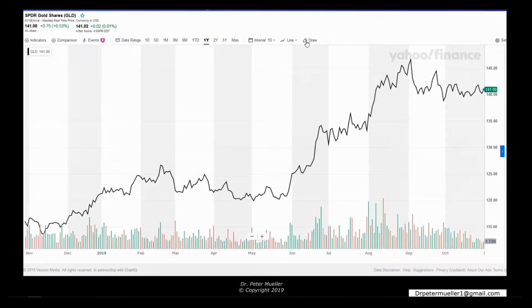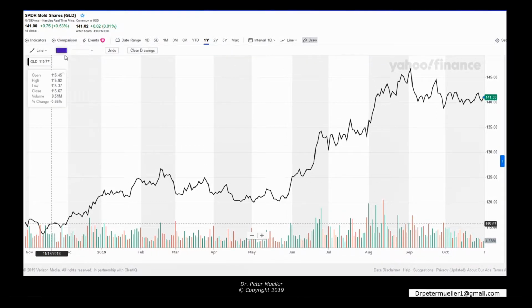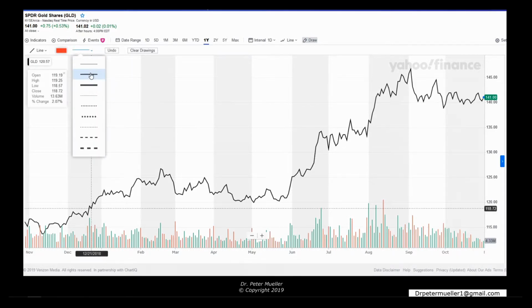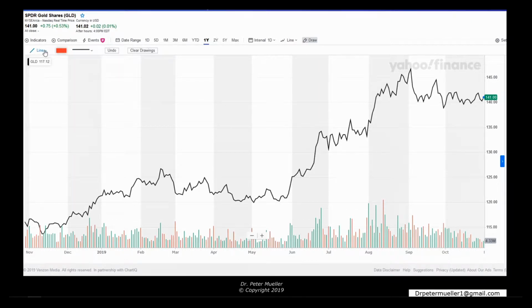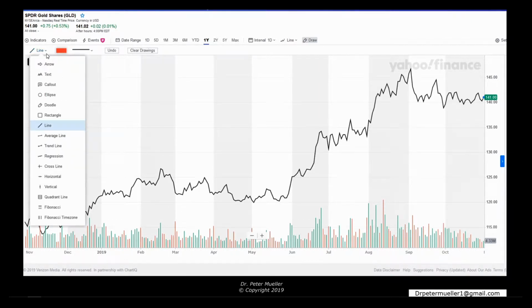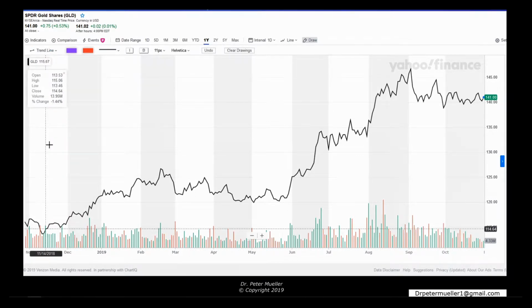We use the draw tool on the very right hand side. I press draw, I select first a color for the line I'm using so that you can see it quickly. I'm choosing red and I'm choosing now the second relatively thick line here, and of the various options I'm using trend line, which simply connects 2 points I'm choosing.